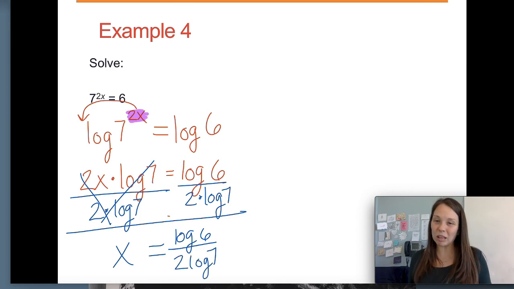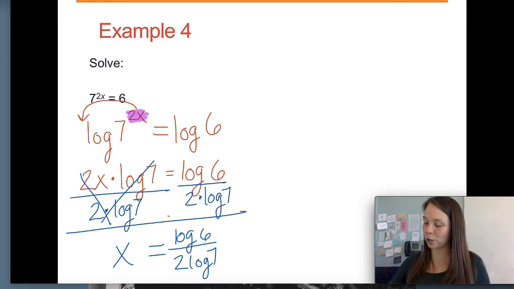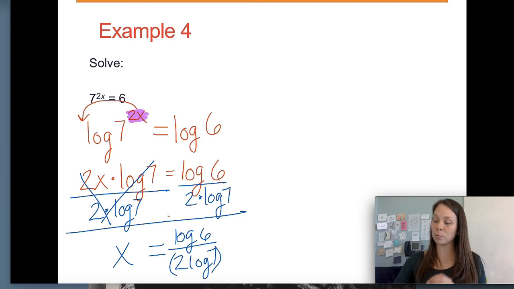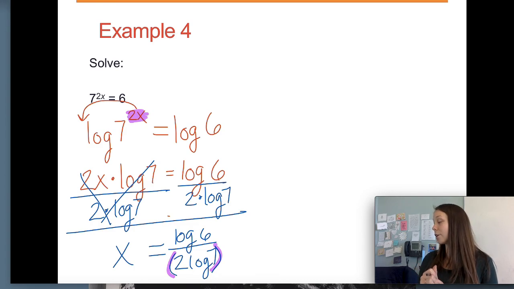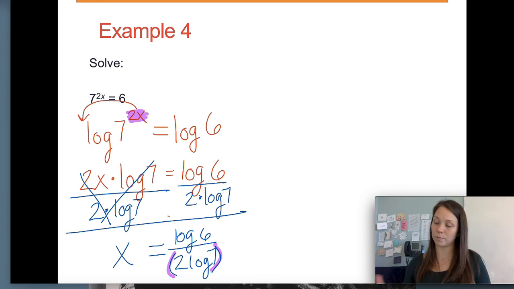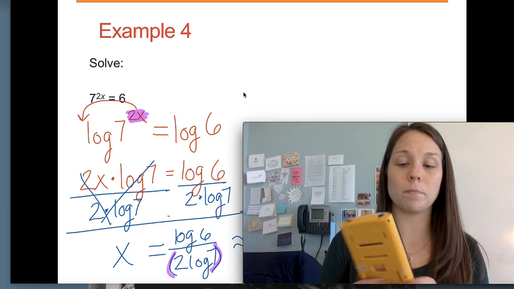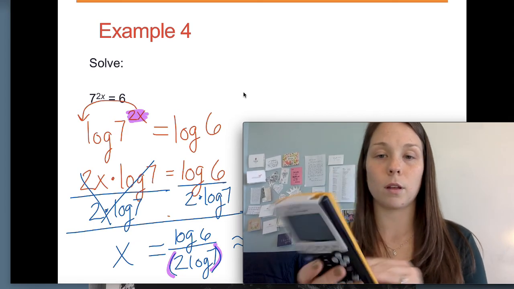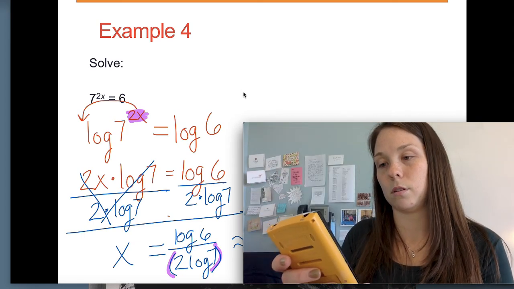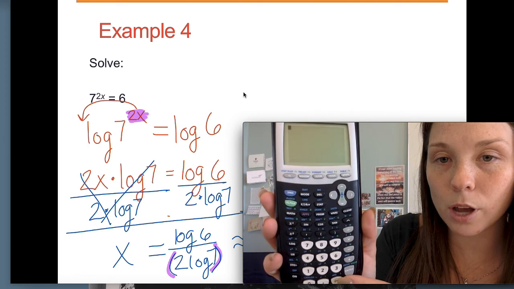Well, this doesn't look like a very nice answer because it's all written in terms of logarithms. So what we will actually end up doing is we will type this into a calculator, but you have to be careful and make sure that when you type it in, you wrap the entire denominator into parentheses. So I'm going to show you what this is going to look like. I'm going to make my screen a little bit bigger. All right, so, whoops, there we go. Okay, so here's our calculator.